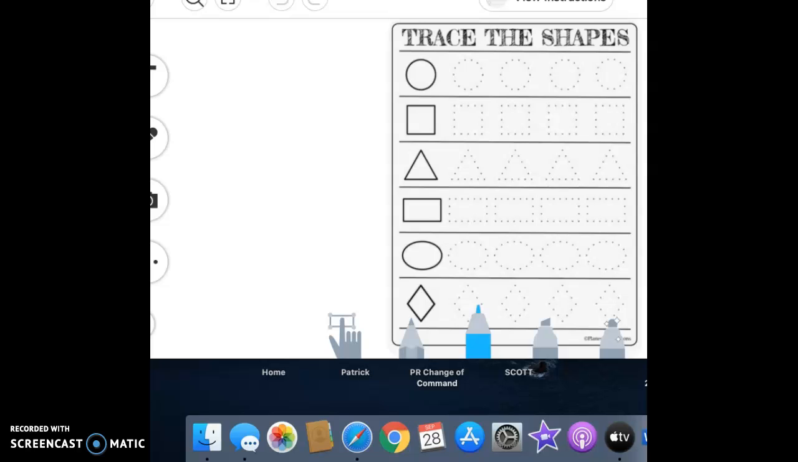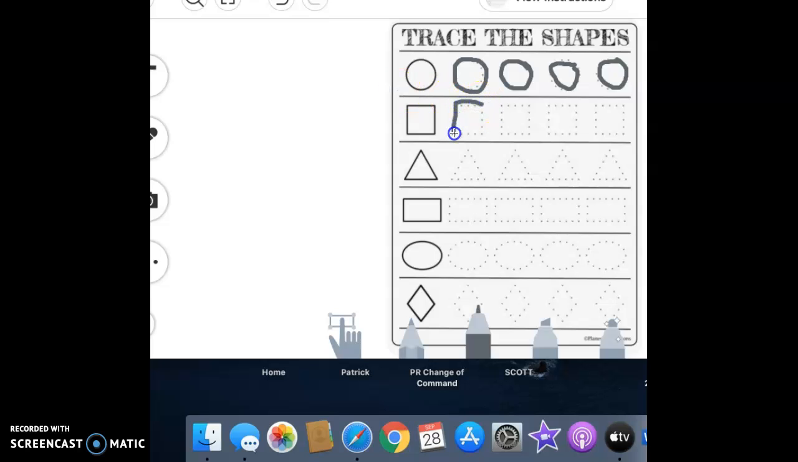Let's trace some shapes. Get a piece of paper and draw with me. Circle, round, circle, circle. Can you make a square?